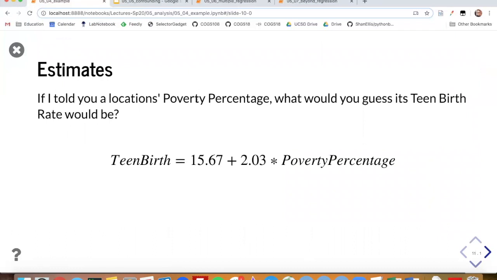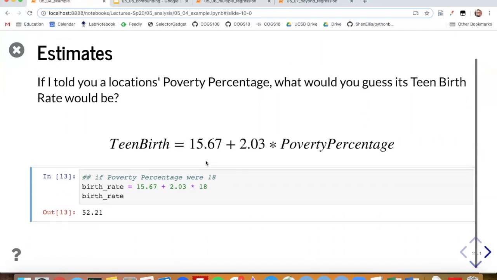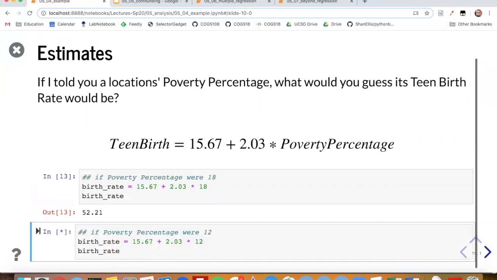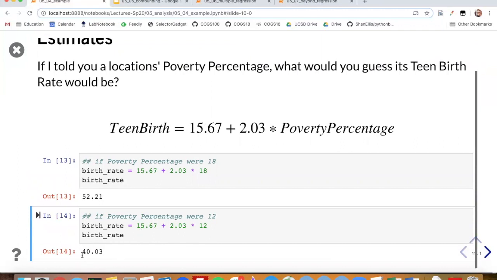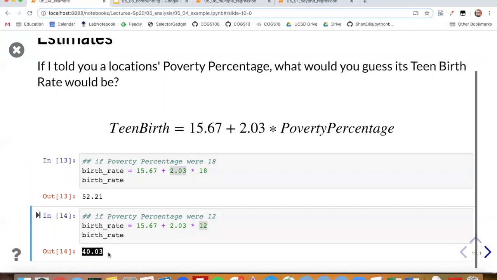So if I told you a location's poverty percentage, what would you guess its teen birth rate would be? The way to do this quickly is doing 15.67 plus 2.03 times 18. So if it were 18, birth rate would be 52.21. If it were 12, birth rate would be 40. You always want to make sure these calculations make sense. 12 is less than 18, and our beta is positive. So you would expect this number to be larger than this number, and it is, right? You always want to make sure that the numbers you're getting make sense given the data, given your understanding of the model.